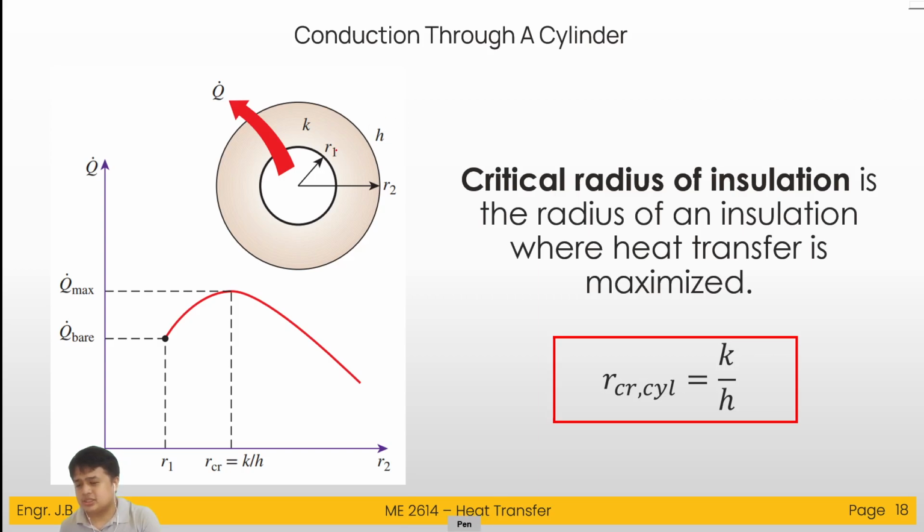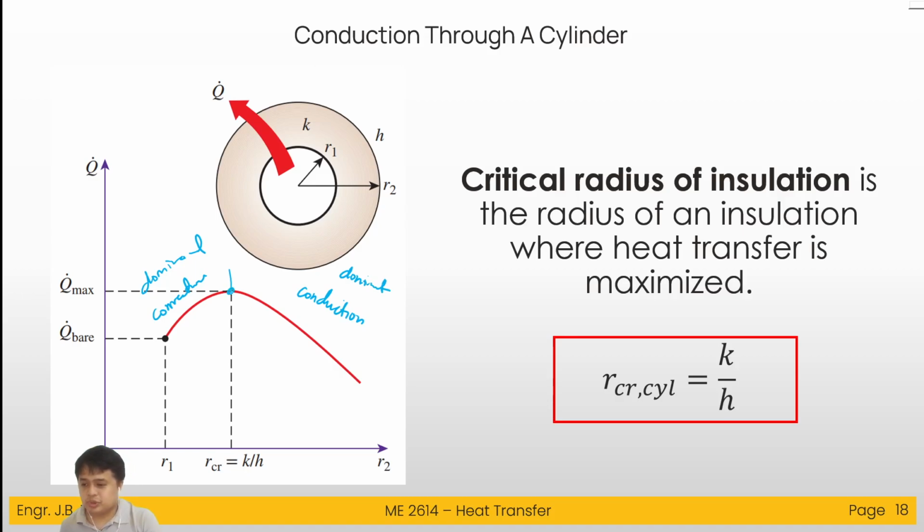But if we steadily increase the thickness of the insulation, there will come a point where increasing the insulation will actually decrease the heat transfer rate. So it will increase and then it will decrease. At this portion, the heat transfer is convection dominated, but in here it is dominated by conduction.